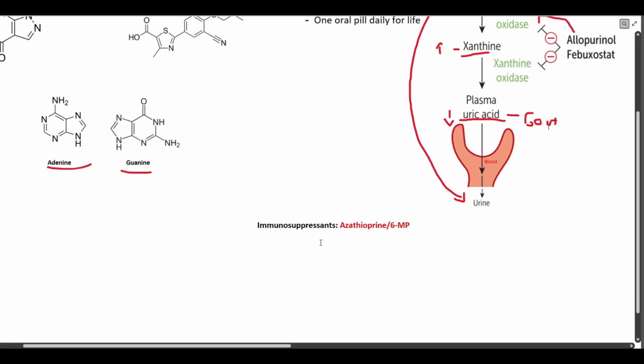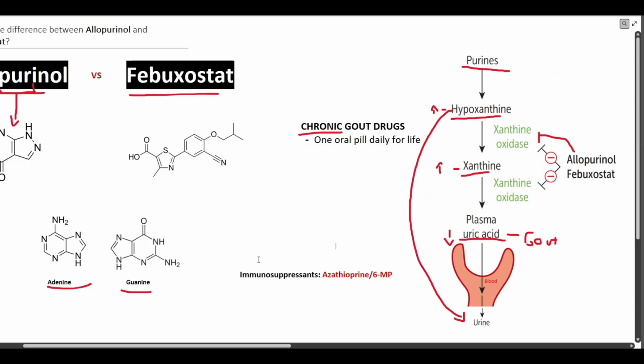It's also important to know that these xanthine oxidase inhibitors cannot be prescribed with azathioprine or 6-mercaptopurine because these are also metabolized by xanthine oxidase to form uric acid. If we are inhibiting xanthine oxidase, these are going to increase. Now, these are immunosuppressants used commonly in organ transplants, some autoimmune diseases like lupus, rheumatoid arthritis, and they're even used in some cancers.